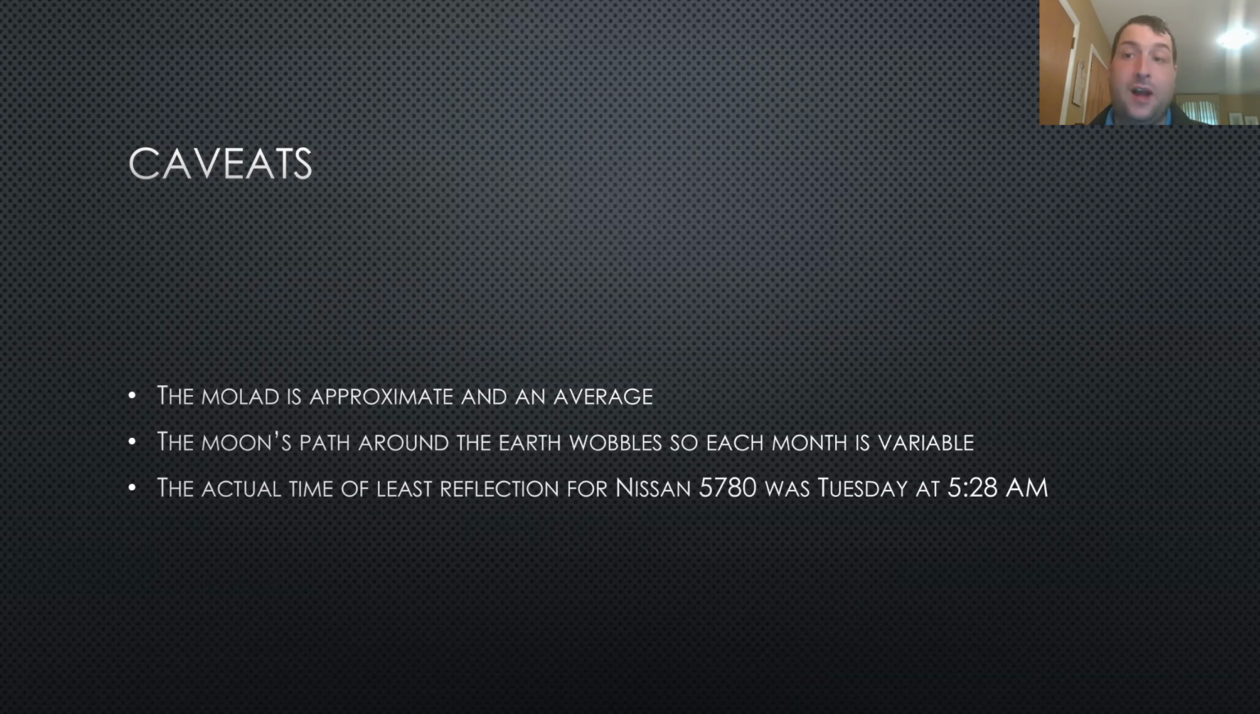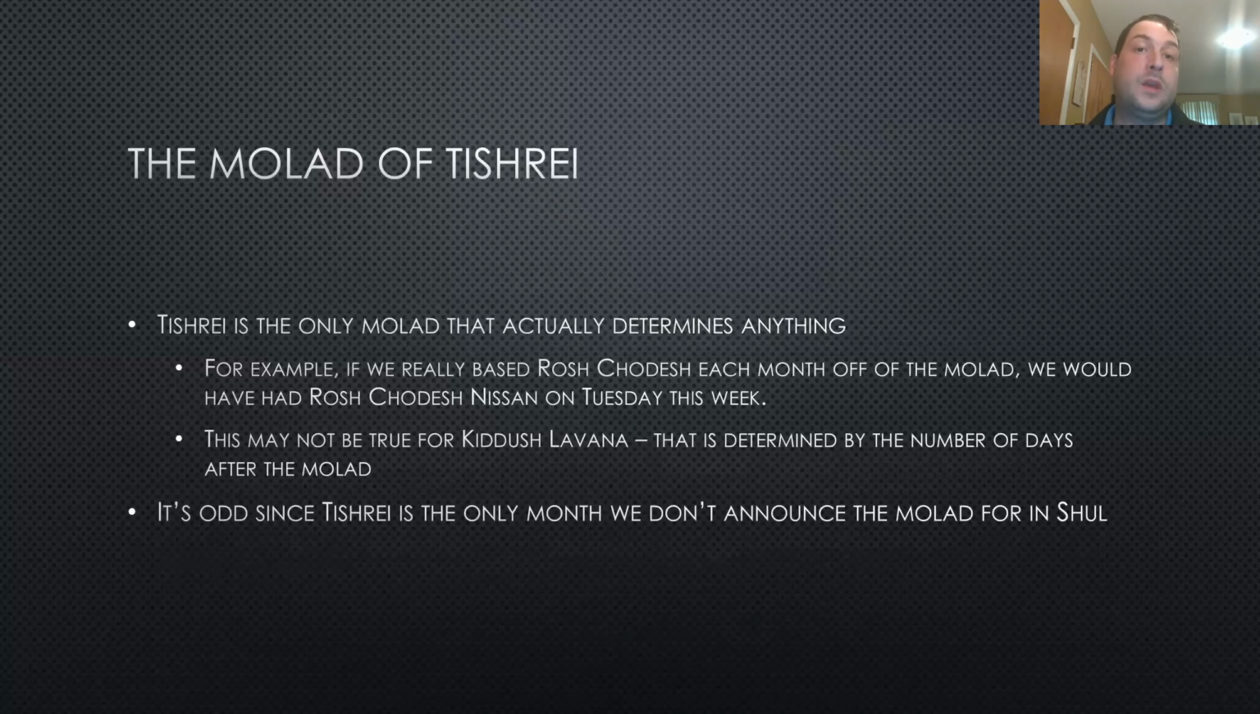The Molad is approximate and an average. The moon's path around the Earth actually wobbles quite substantially throughout the course of the year, and so it's just an average. The actual time of least reflection was about 5 hours earlier, in actual time. This is the actual time. It was Tuesday at 5:28 a.m. and 0 chalakim at Jerusalem. So here in Atlanta, it was actually on Monday night. Okay.